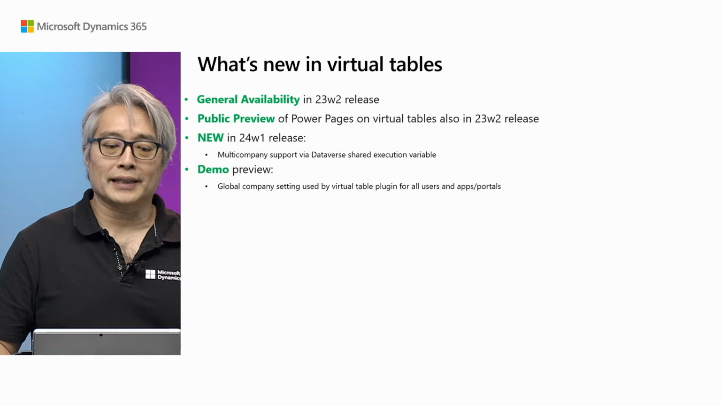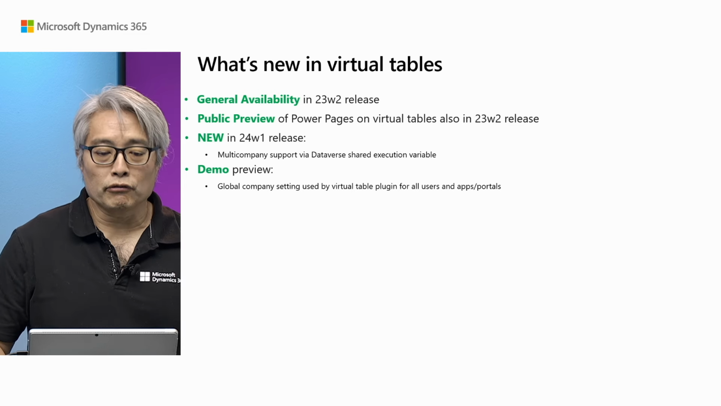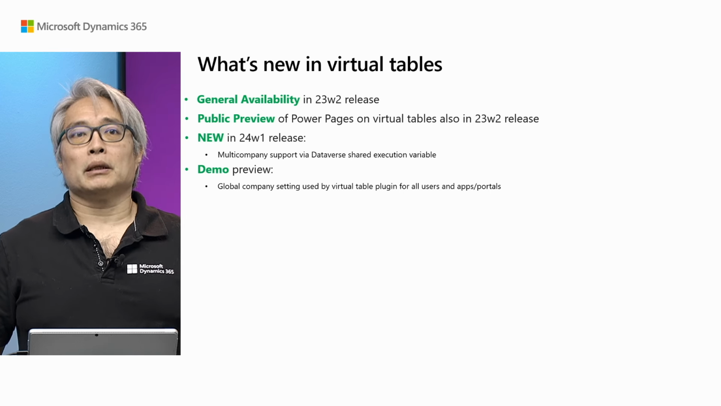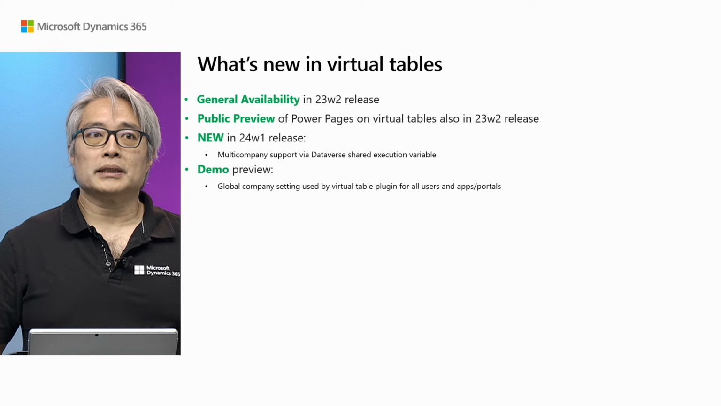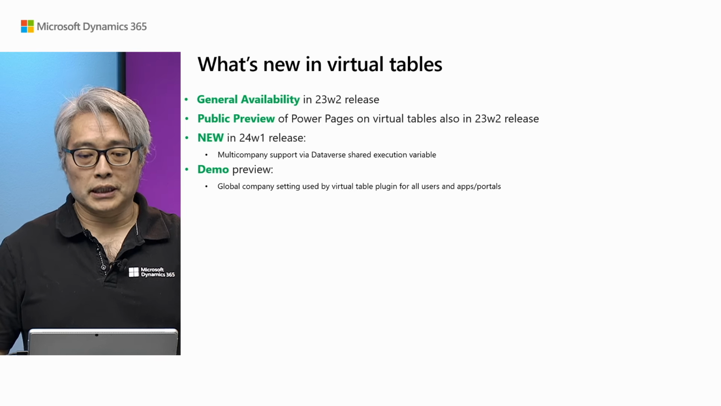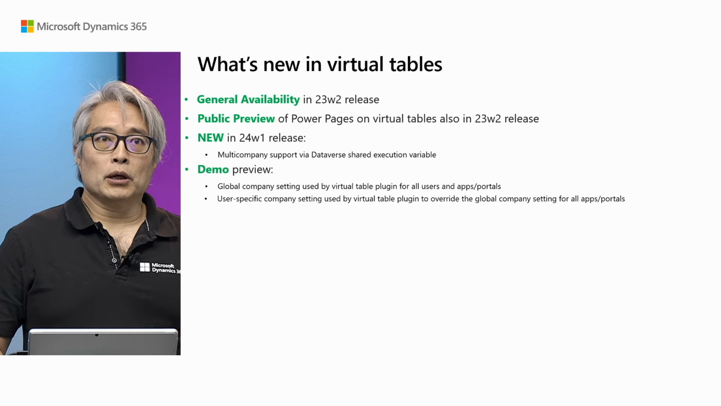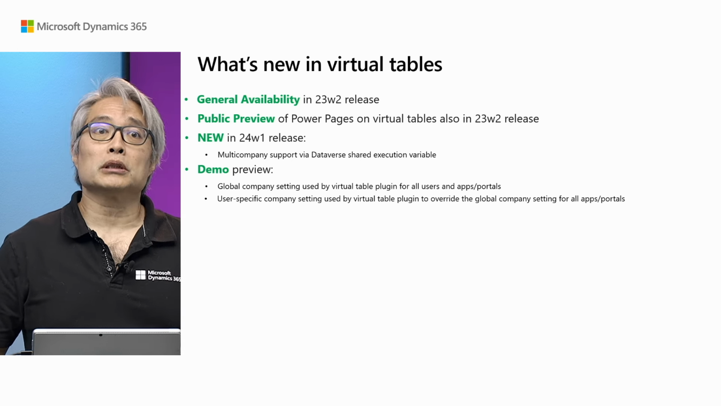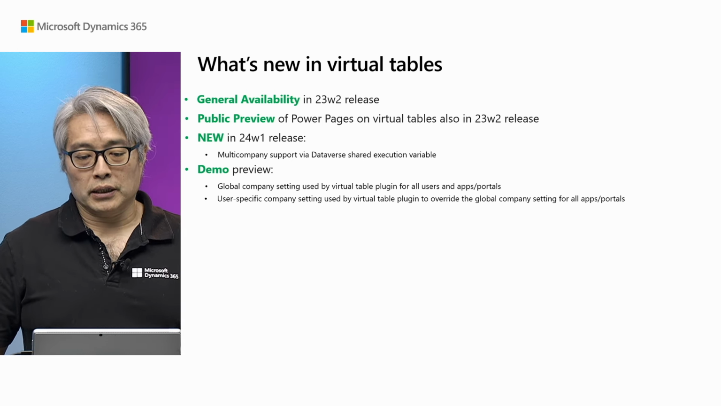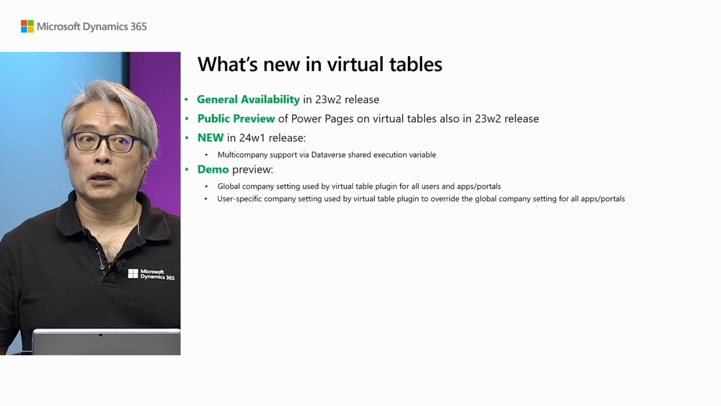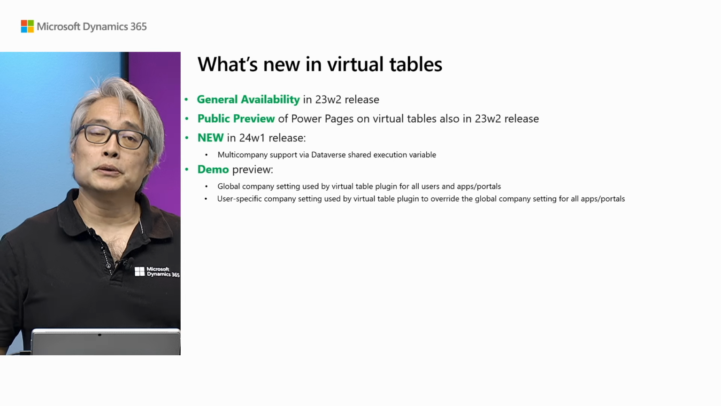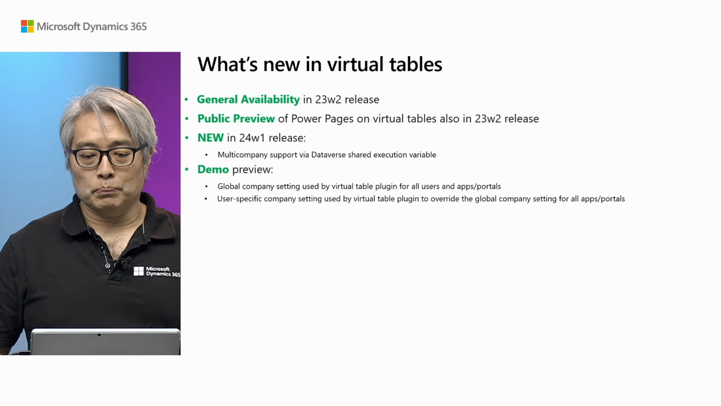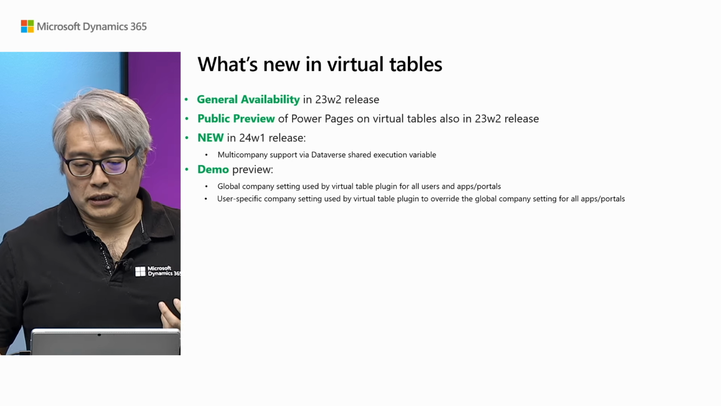The first step is to show you the standard global company setting that will be used by the virtual table plugin for all users and all apps and portals. That means when the global company setting is set, all users and all apps will have the same company. Then, since the beginning, we also have a user-specific company setting that can be used by the virtual table plugin to override the global company setting for all apps and portals. So for each user, they can use one company, and this company that they target will be used for all apps and portals that they built or use.